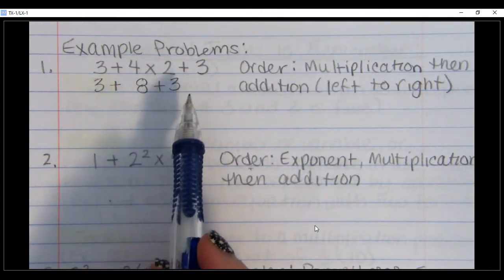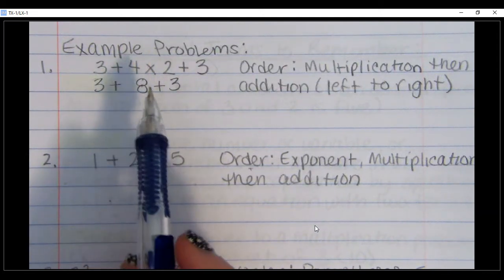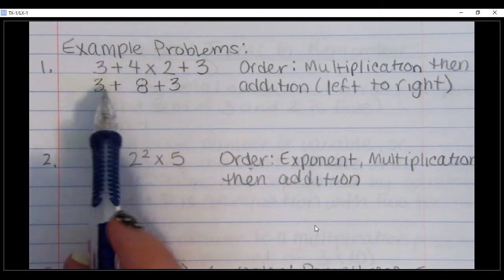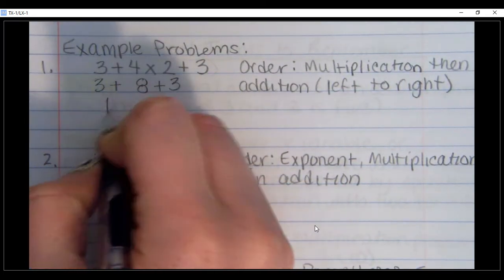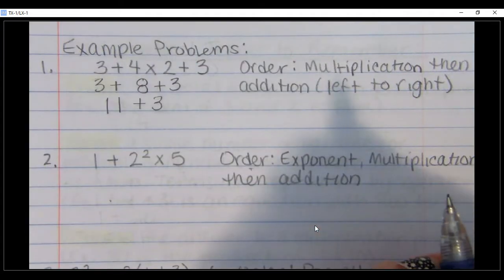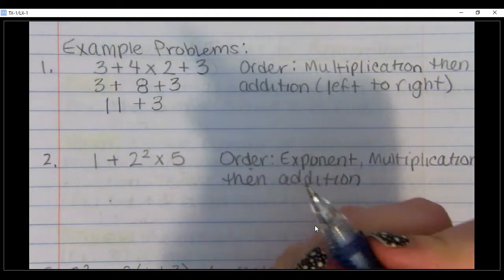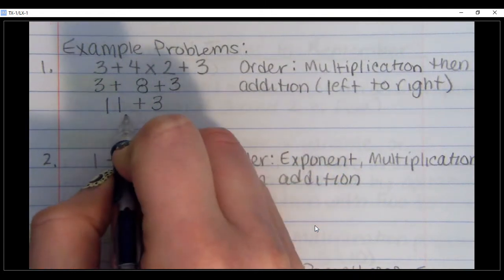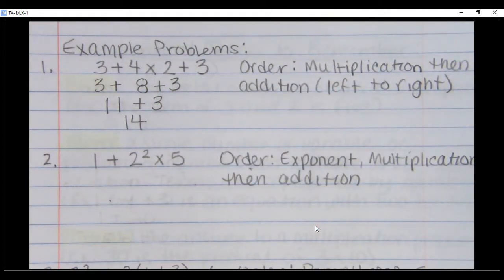I don't see any division problems, so I can't do that. I don't see anything else but addition. So I'm going to start with 3 plus 8. 3 plus 8 is 11. Just bringing down that plus 3 because I haven't used that yet. And then I can add my last two together. 11 plus 3 is 14. And I have my final answer.